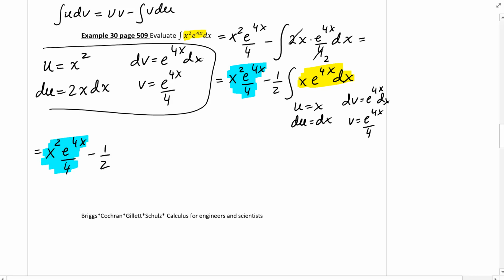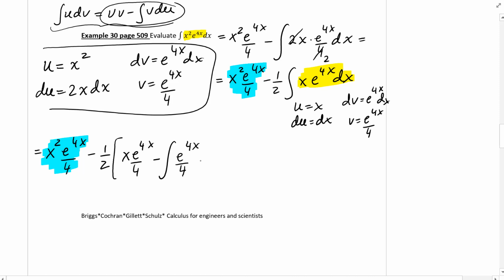We saw that when we integrate by parts, we get 2 terms. So I'm going to open a parenthesis, and it's going to be uv, so it's x e to 4x over 4, minus integral of v e to 4x over 4 du, which is dx. So we get x squared e to 4x over 4 minus 1 over 2, well, 1 over 8, x e to 4x, and then plus 1 over 8 integral of e to 4x.